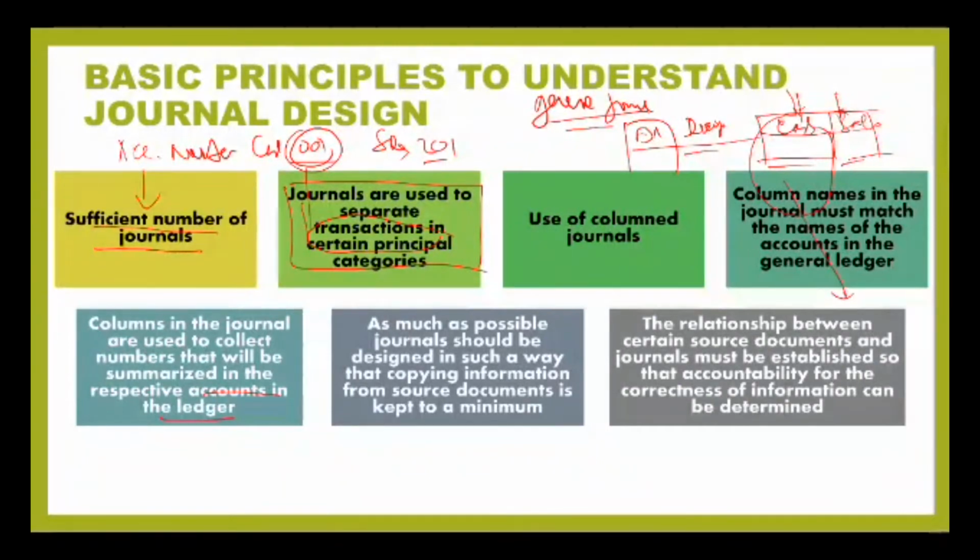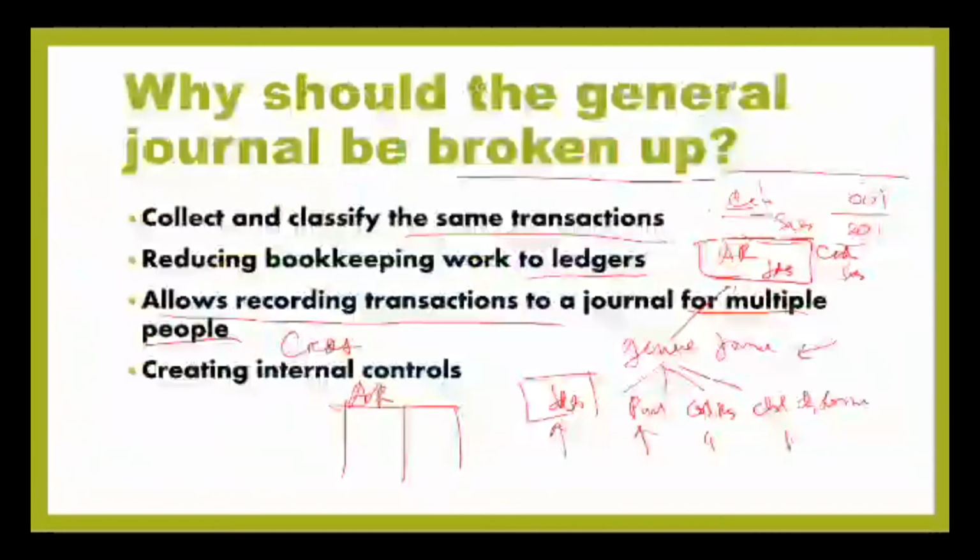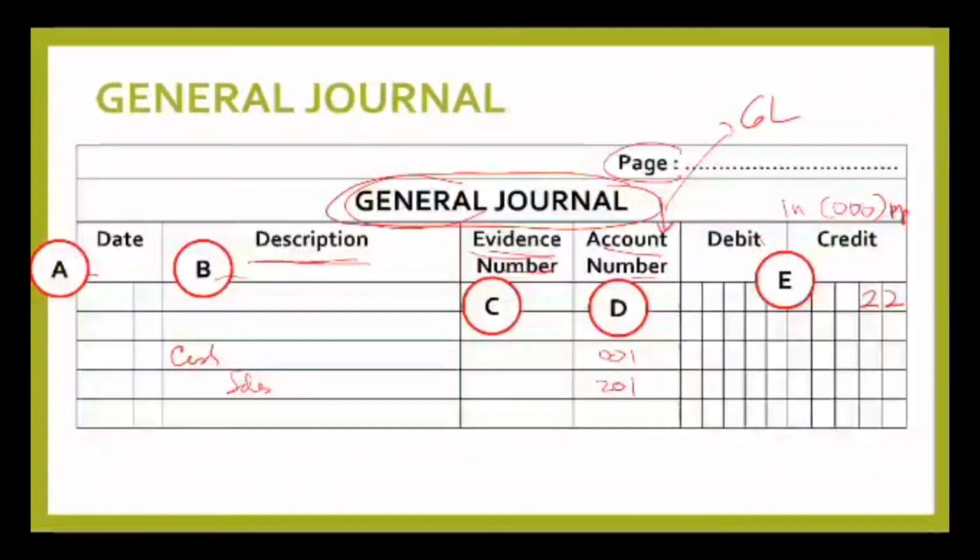And then the last one is when you design a journal, the relationship between certain source documents and the journal must be established so the accountability of the correctness of the information can be determined. As you can see in the general journal, there's an evidence here. The evidence will be related to the account number.